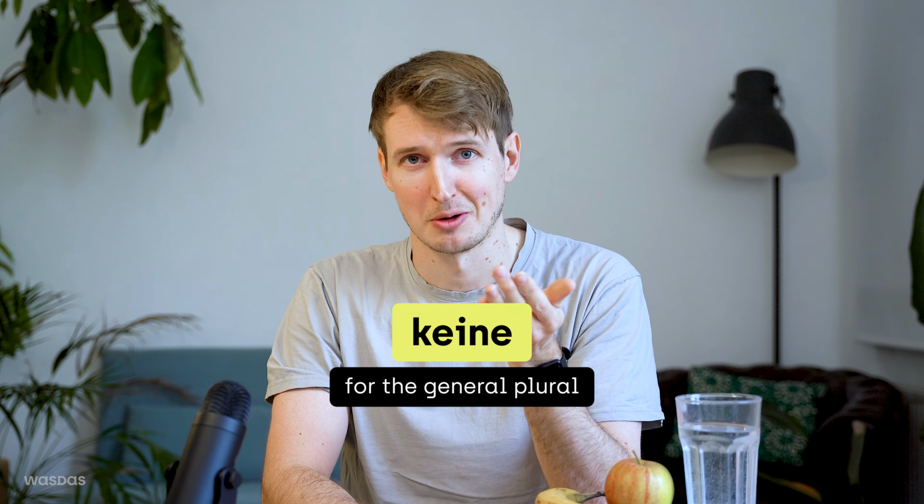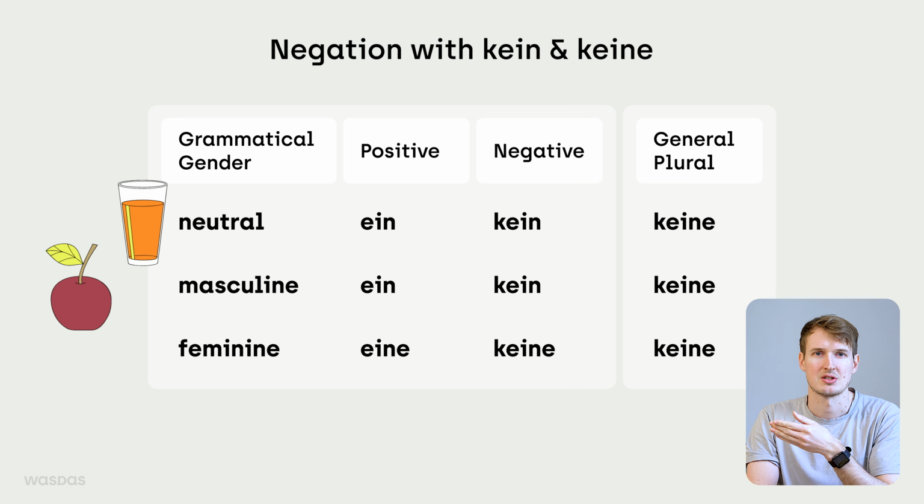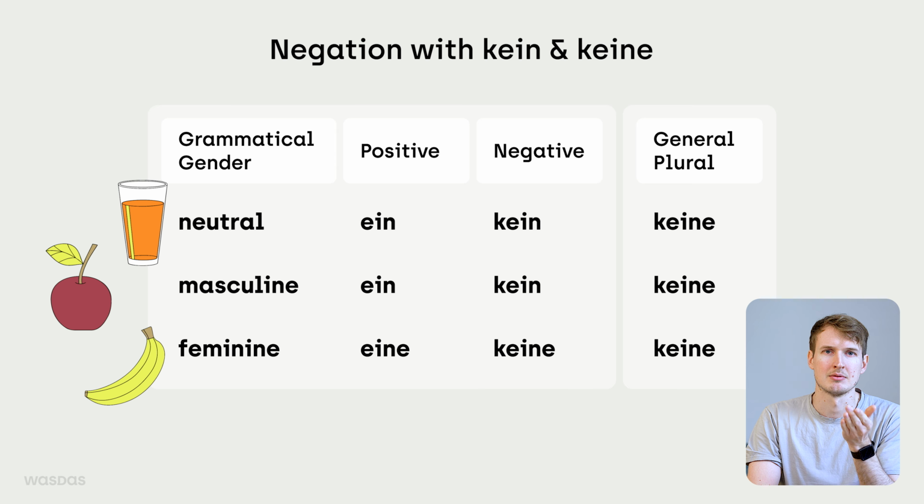Which is beautiful. Here's what we have learned today. We use kein to negate common, masculine or neutral nouns, and we use keine to negate common feminine nouns. Ein becomes kein and eine becomes keine. But we use keine for the general plural as well, no matter what gender the noun has.